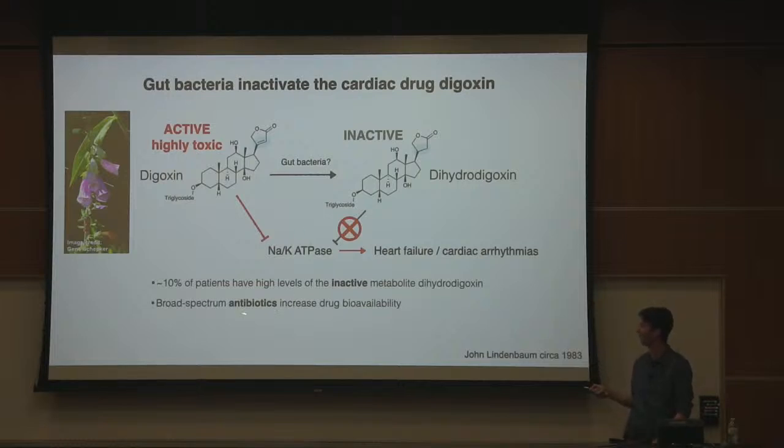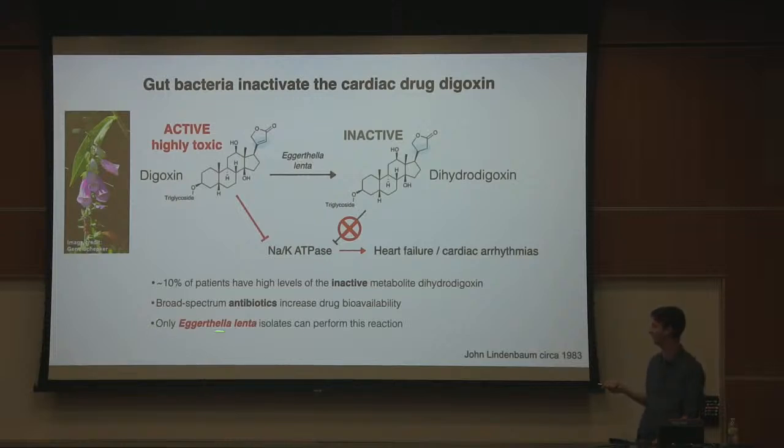It was also shown that if you look at patients on broad-spectrum antibiotics, they have higher levels of digoxin in the blood. And even more excitingly, screens of gut bacterial isolate collections showed that only one single species does this, and that's Eggerthella lenta.